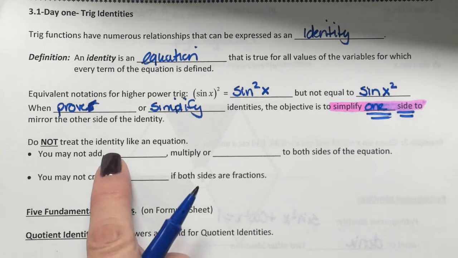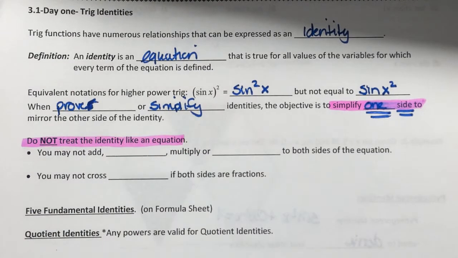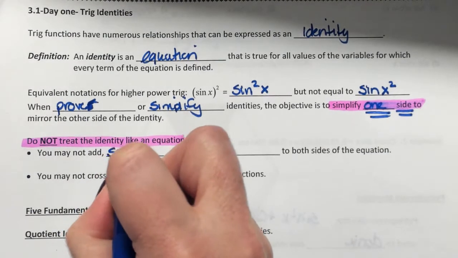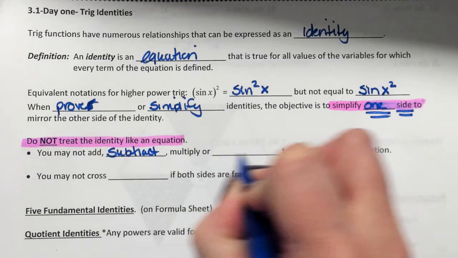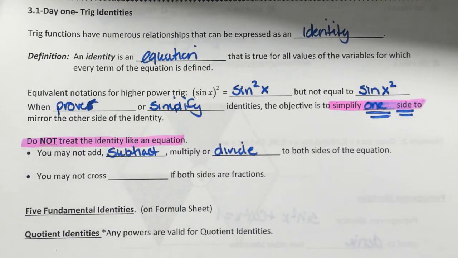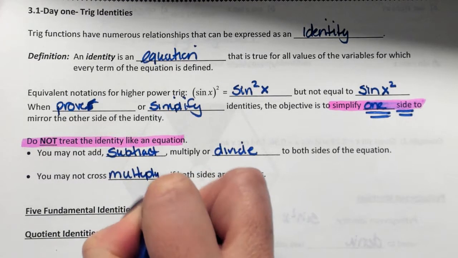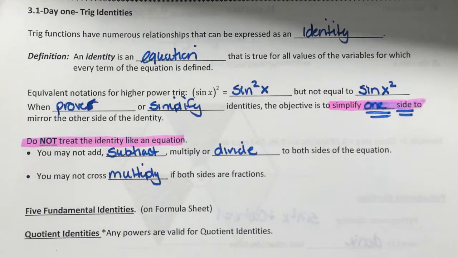Do not treat identities like an equation. That's what you guys have to understand. These are not equations. You may not add, subtract, multiply, or divide to both sides of the equation. Properties of equality do not apply. We're not solving anything. You may not cross multiply. So nothing with solving equations works.